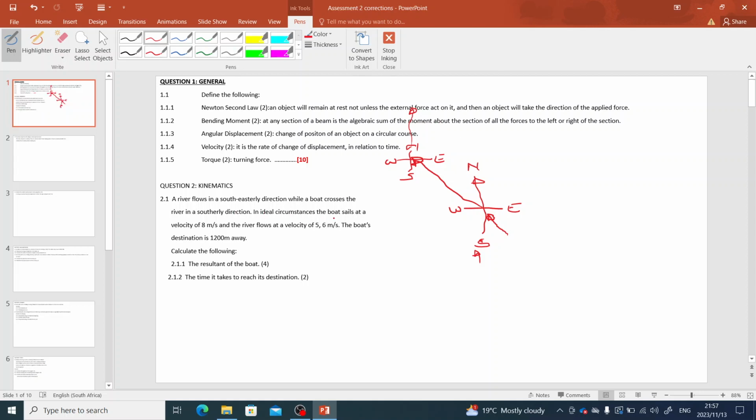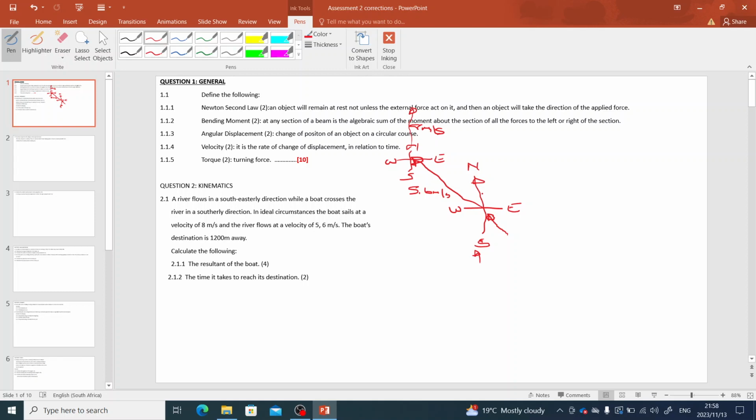In ideal circumstances, the boat sails at a velocity. Now, the boat is sailing at 8. This would be the southerly, it is the direction of the boat. It is 8 meters per second. Then that of the river is 5.6 meters per second.